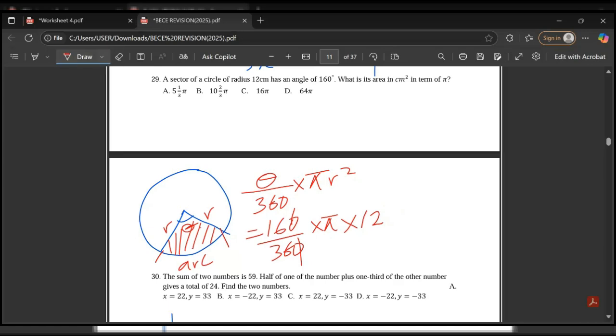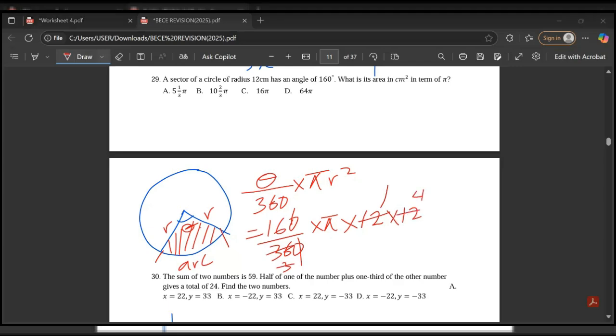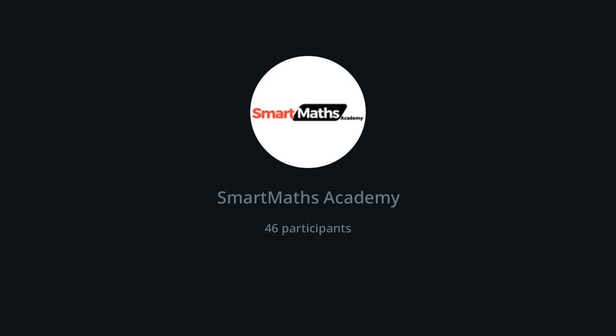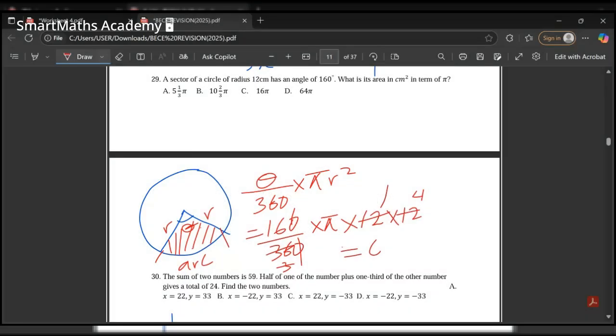So let's say 12 times 12. So 12 here 1, 12 here is 3. 3 can go here 1, 3 can go here 4. So that will be 16 times 4 pi. And that gives us 64 pi. The answer is 64 pi. That is this, 64 pi centimeter squared. I believe this is very clear.